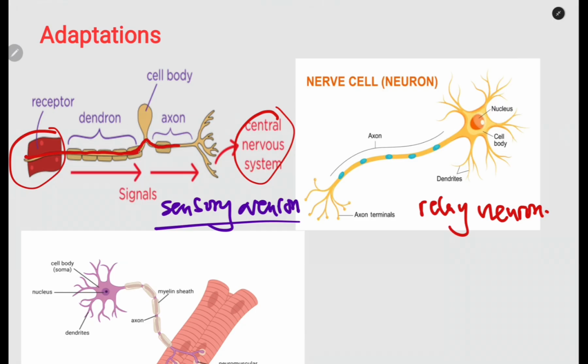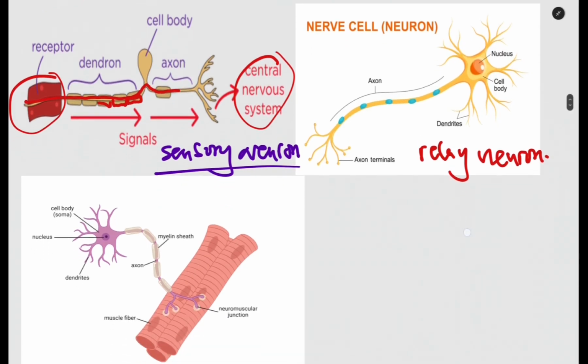Now, this one is covered with what you call the myelin sheath, but the relay neuron does not have it. So hence I'm able to identify it. And of course, the cell body is at the end there. So this is the relay neuron. But at the moment, you just need to identify them. The details about these will come under the nervous system.